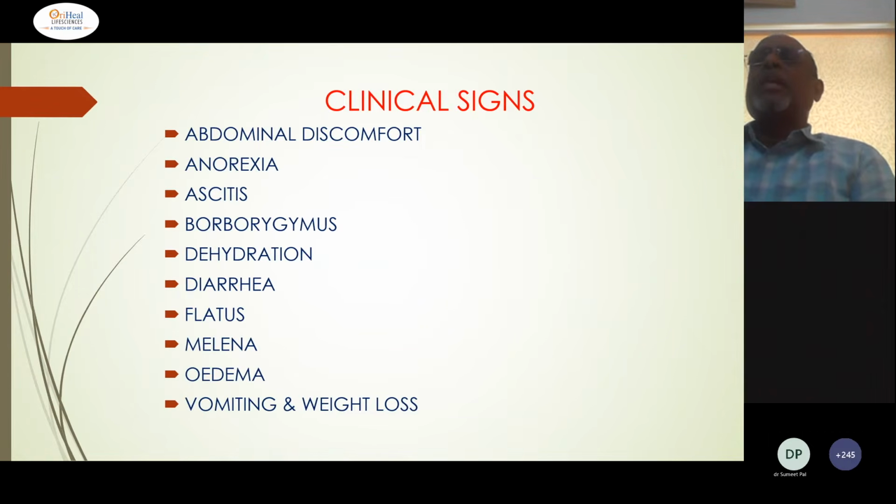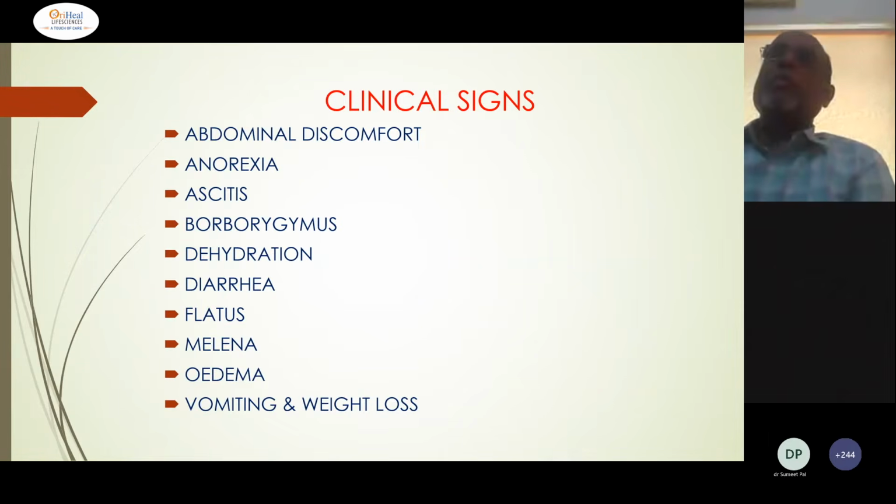So what are the clinical signs of a small intestinal disease? Usually they have abdominal discomfort. Of course, they are all non-specific. And you have anorexia, ascites. Whenever you see ascites in a pet, we always think about liver. But the most important thing to remember is to think about oncotic pressure, which is given by the protein. So when there is pan-hypoproteinemia, then you will have ascites. This is because of malabsorption.